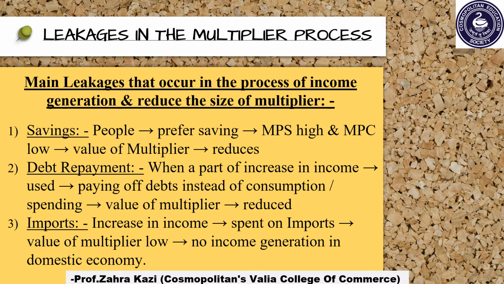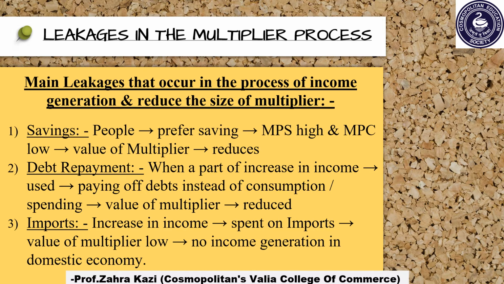The second point is debt repayment. When a part of increased income is used by people to pay back the loans that they had taken, the debts that they had taken, instead of further spending that income on consumption, then the value of the multiplier will be reduced.